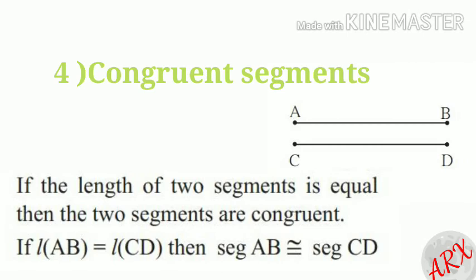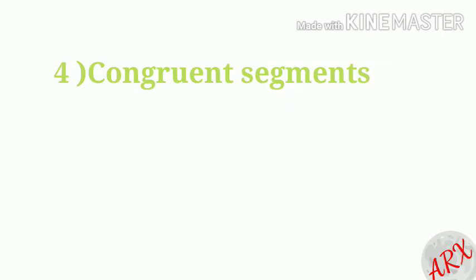Point number 4, congruent segments. If the length of two segments is equal, then the two segments are congruent. If length AB equal to length CD, then segment AB congruent to segment CD.